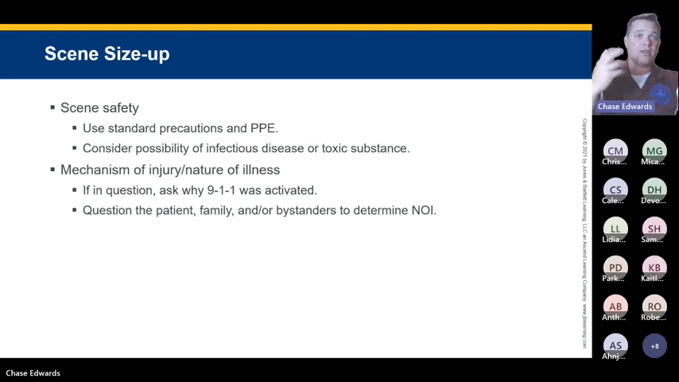Okay, so at that point, you may want to back out, get them to a safe area, get them out of there, get them off the X. So if the mechanism of injury or the nature of illness is in question, you may want to ask why 911 was activated. Hey, what made you call us today? By questioning the patient, the family, and or bystanders, you should be able to determine the NOI for these patients.